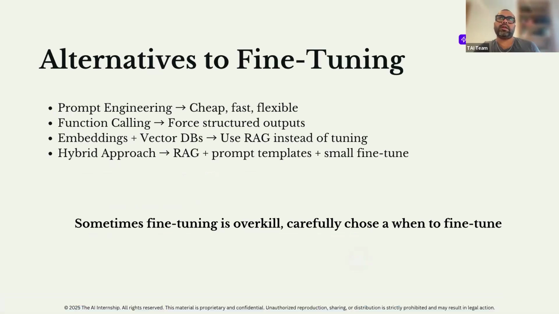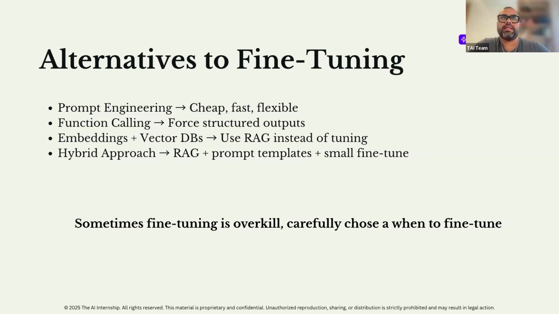Obviously, there are alternatives to fine tuning. Prompt engineering: cheap, fast, flexible. You should actually start with prompt engineering rather than trying to fine tune a model, and only if that doesn't work, you should move on to fine tuning. Function calling: you can connect different kinds of tools and have structured outputs as well, like real-time information through function calling. So you can improve your ChatGPT, the OpenAI base tool.